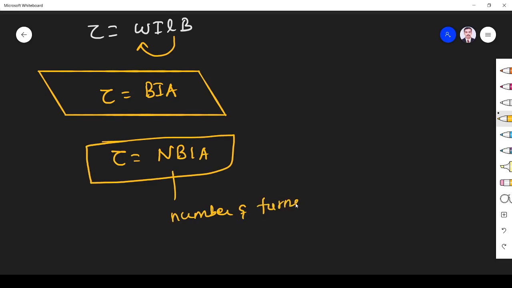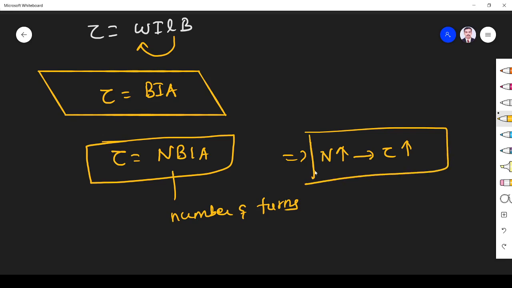So from this, what we understand is, if we increase the number of loops, torque will increase. If N increases, tau will increase, so rotation will be more. That's why we have so many windings in the motor. So more turns, more torque, that is more rotation, right? That's the principle we use in the motor. This is the way a motor rotates.